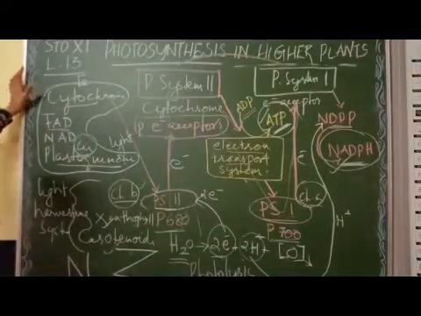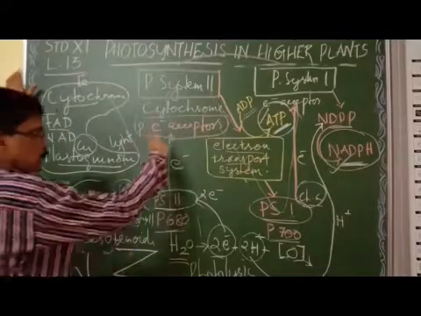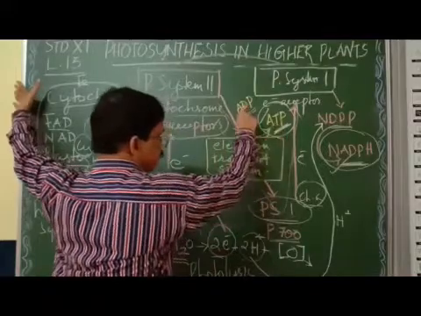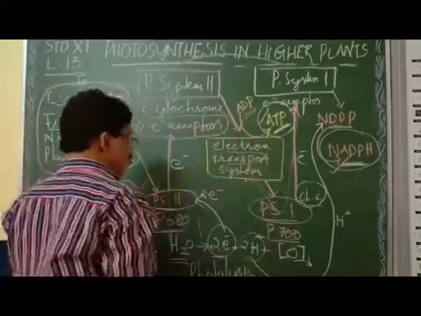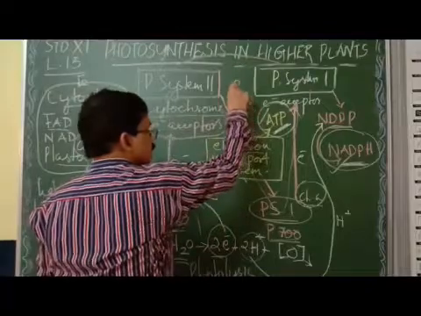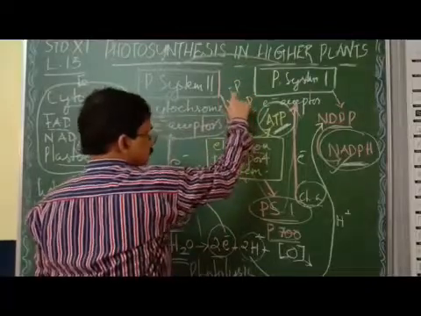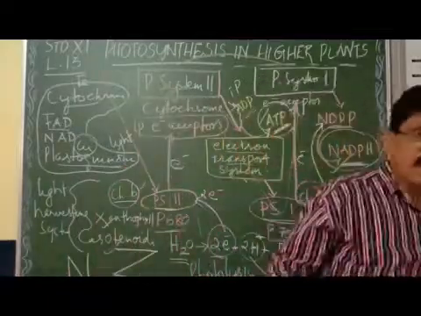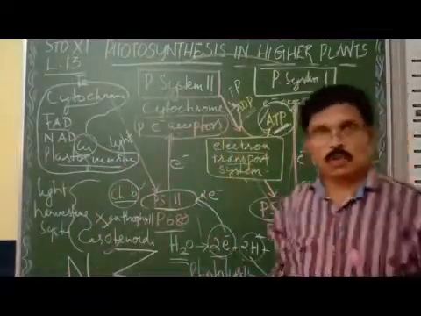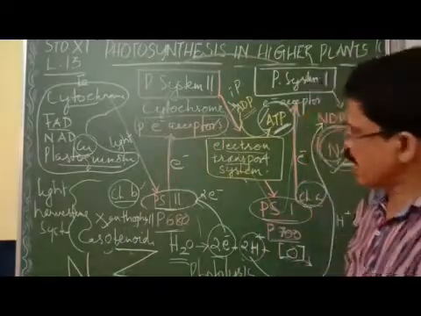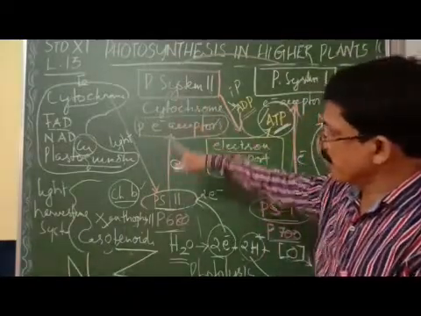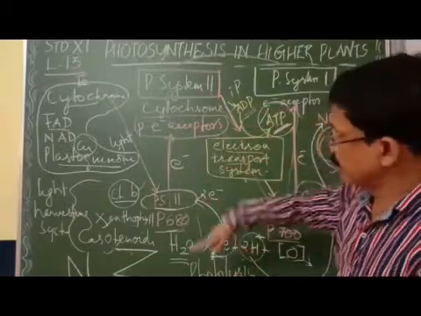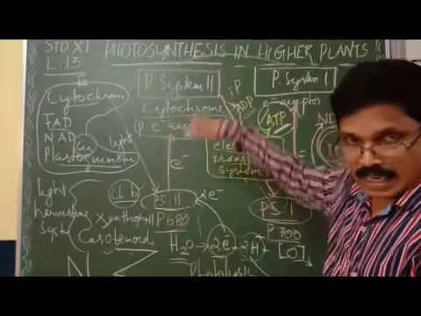So in this reaction, when the electrons pass through the electron acceptors, ATP is synthesized from ADP. This is called phosphorylation: addition of inorganic phosphate to ADP to form ATP. In the presence of light, it is photophosphorylation. So this reaction is called non-cyclic, as the electrons move in a non-cyclic manner.